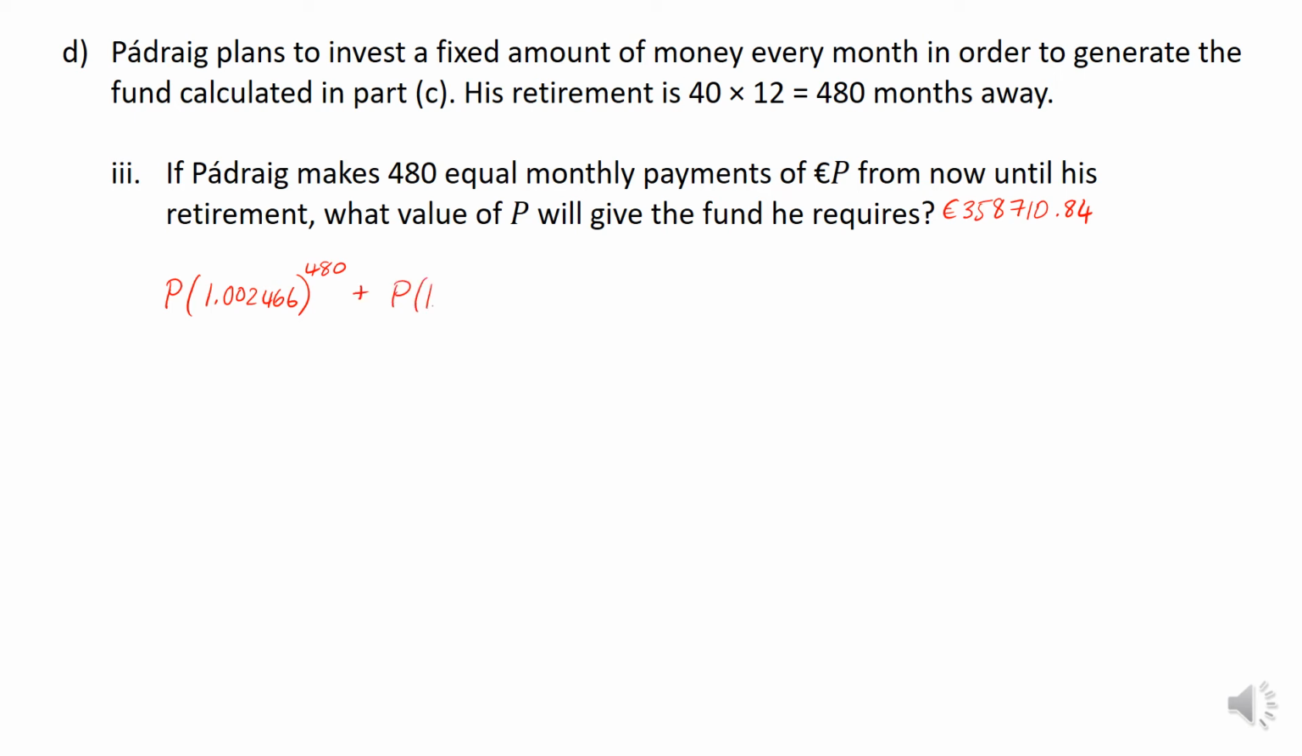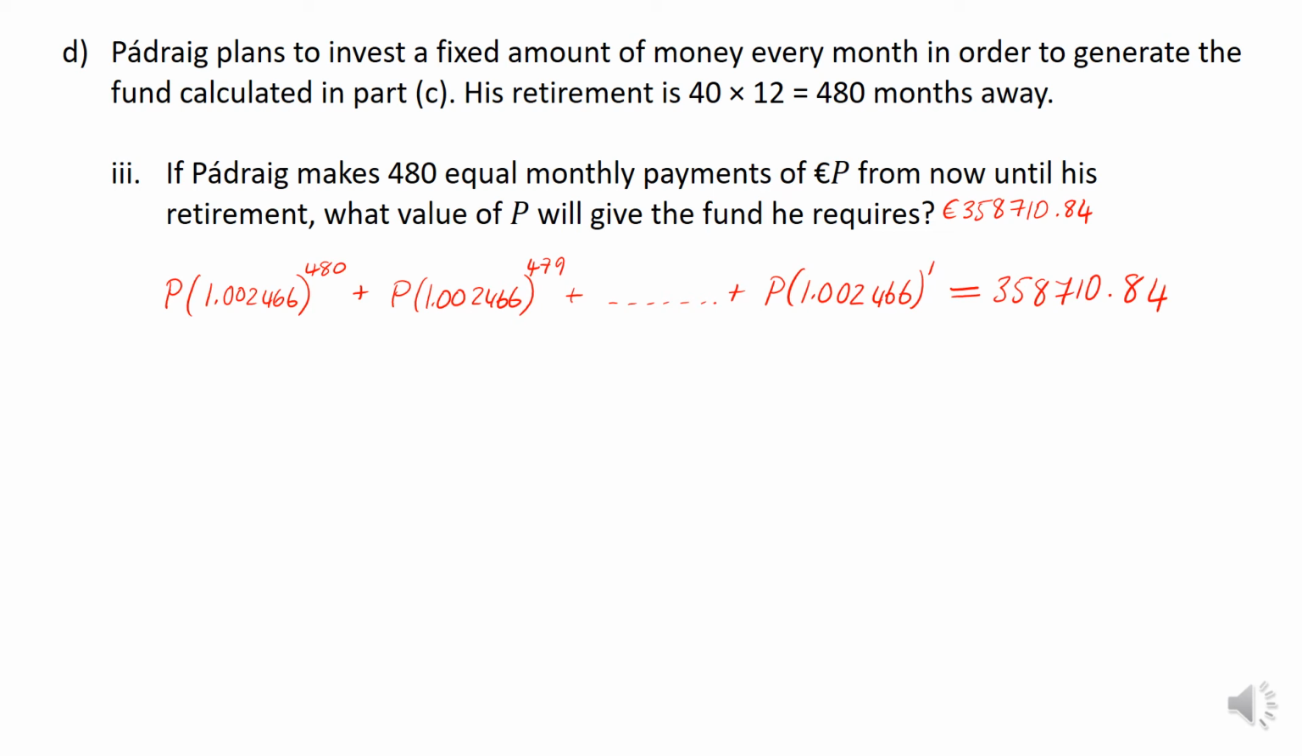The second payment will spend 479 months earning interest, and so on, up until 1 month before retirement. The last payment will spend only 1 month in the scheme earning interest. And when you add all those little, or not so little, payments together, we should get the same total that we require for the fund, the 358,710 euro and 84 cents.